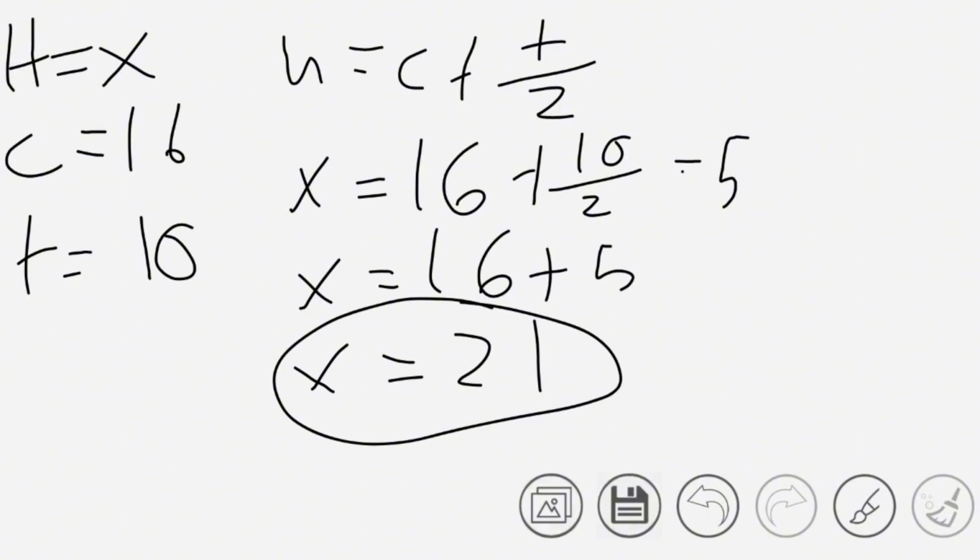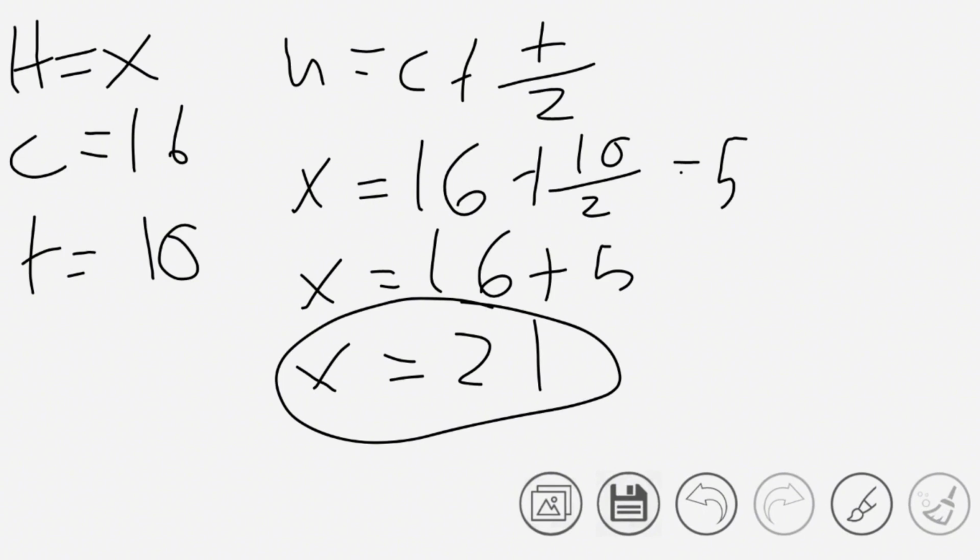The height of the line is 21. Easy math. Anyone can do it, even if you're not Asian.